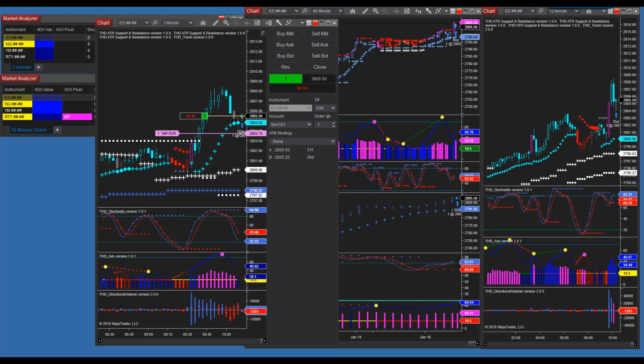Any questions on this so far? You can also see, using the volume, that buyers actually stepped in on that last bar. But again, you're going to be fighting your higher time frame.